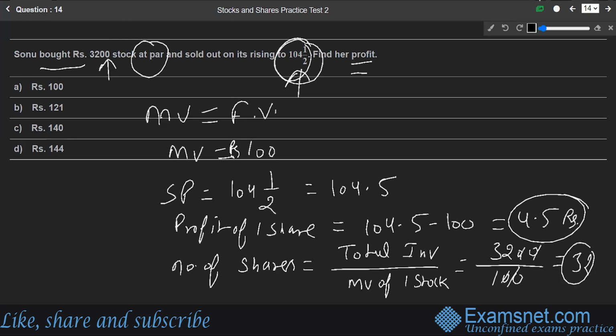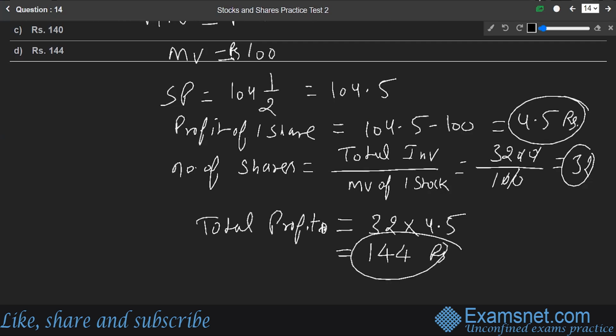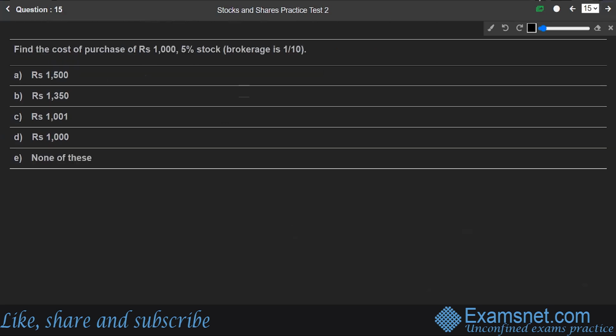Each share is giving you a dividend or profit of 4.5. So total profit will be simply number of shares multiplied by profit on each share. Total profit will be 32 multiplied by 4.5. If you multiply this, 32 into 4.5 is rupees 144. So that is the total profit earned, rupees 144, clearly available in option D, which becomes the right answer for us.